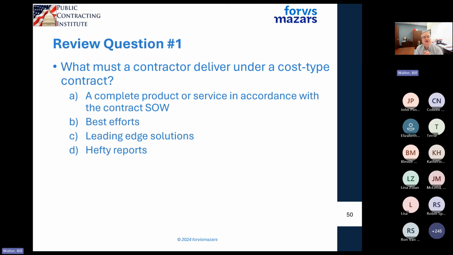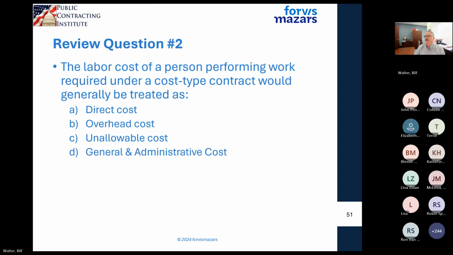Okay. So we're ready to go on to question number 2, John. Yes, sir. All right. Question number 2. The labor cost of a person performing work required under a cost type contract would generally be treated as a direct cost, as an overhead cost, as an unallowable cost, or as a G&A cost. And the term here is generally, because I'm not trying to trick anybody up, but if somebody's doing work that's required under a contract, what do you think?